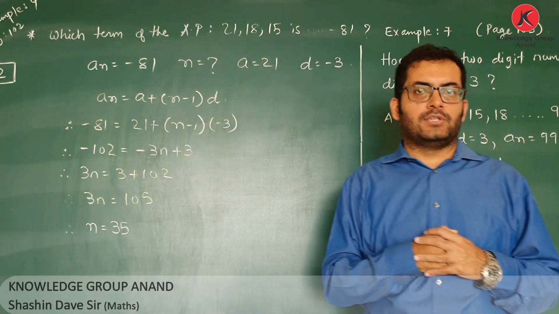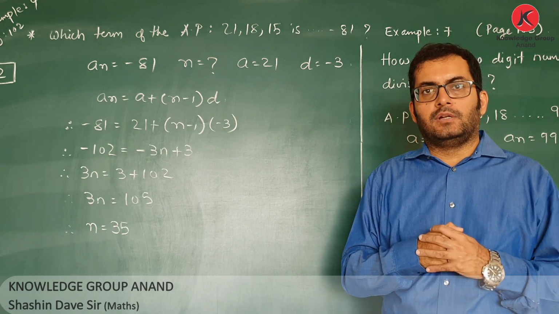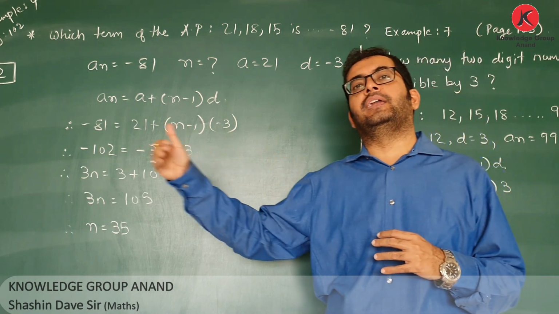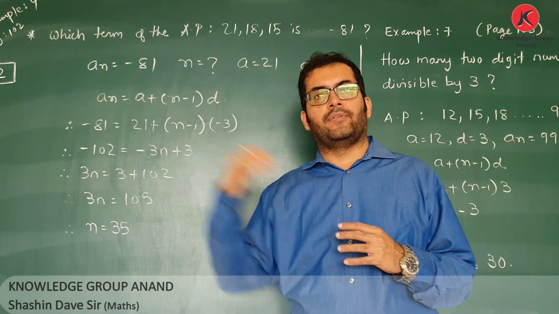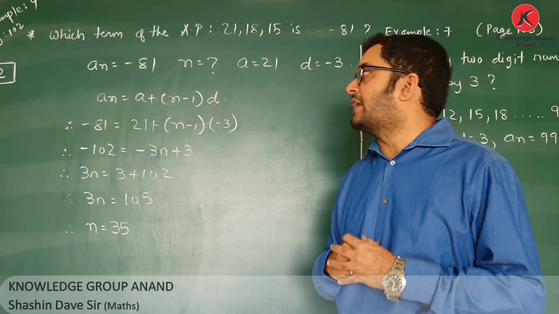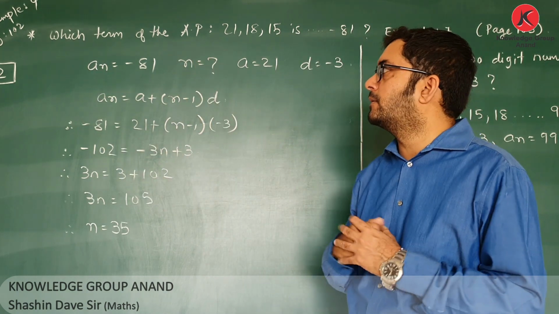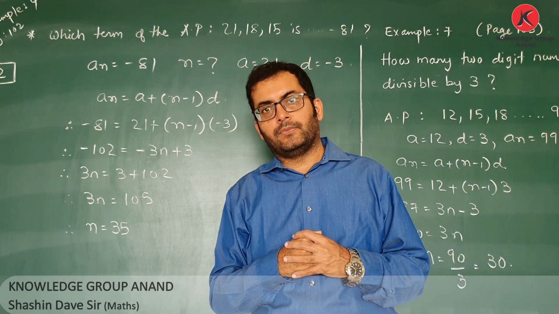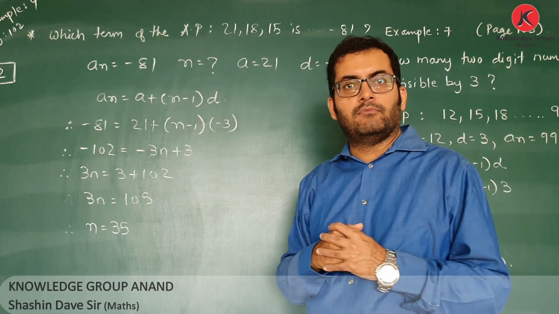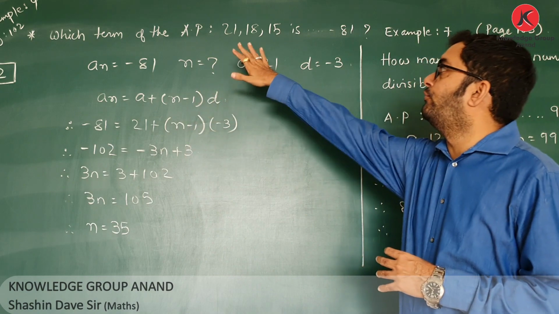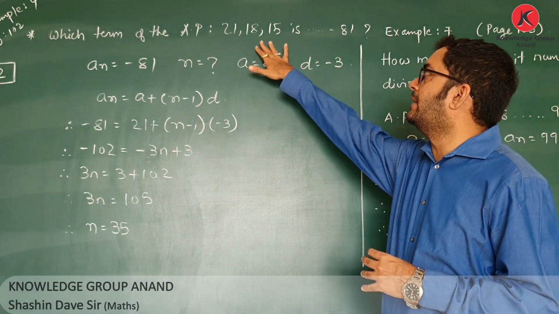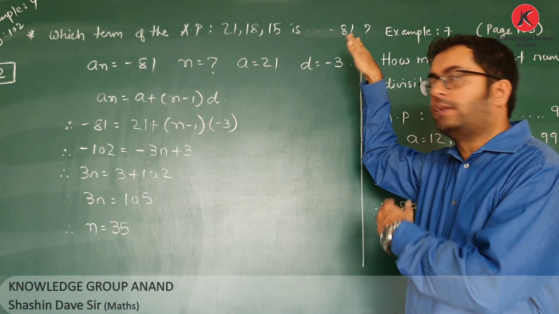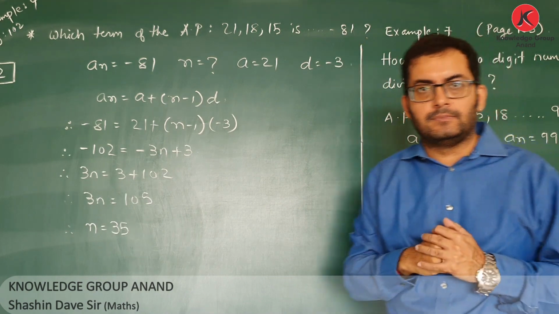Now, in this particular lecture, we are going to learn to find out how many terms there are in an AP if the nth term of the AP is given. As for example, in your textbook, on page number 102, you have example number 4, which goes like this. Which term of the AP 21, 18, 15 and so on is minus 81?